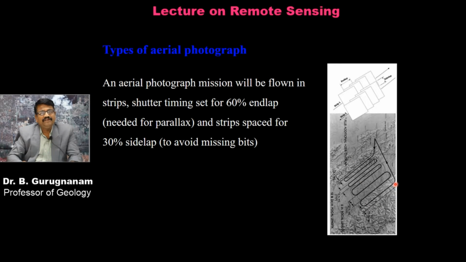You see, this is the movement. Normally what will happen is that the flight will start and move like this. This is called flight planning. Already they will set the path, and then it will move in parallel. This is the direction of the movement.